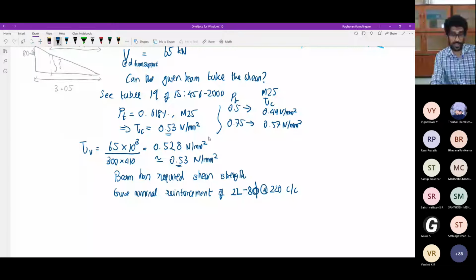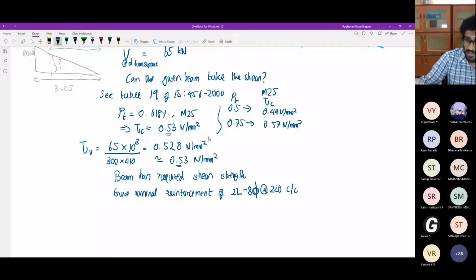Okay, one such minimum shear reinforcement is very typically people give two-legged 8 mm stirrups. 8 mm is like a standard diameter for stirrups. So two-legged 8 mm stirrups at about 200 center to center you can give. So that will more or less take care of giving some minimum reinforcement for your shear.